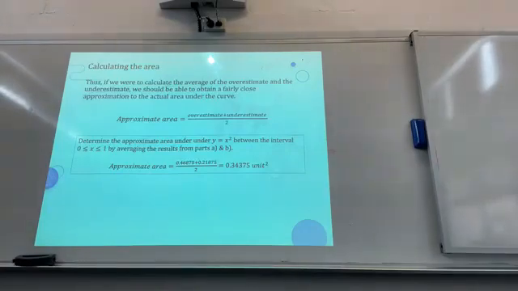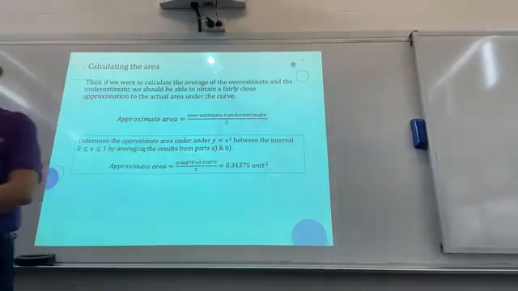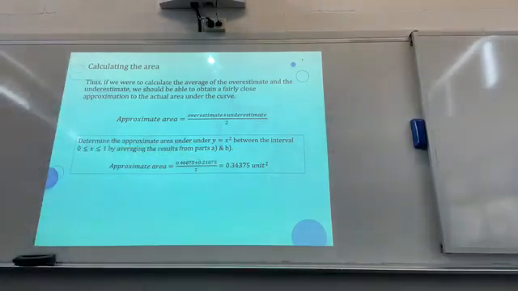If you were to calculate the average, or the mean, of the overestimate and the underestimate, we should be able to obtain a fairly close approximation to the actual area under the curve. So the approximate area is overestimate plus underestimate divided by 2. Once you know how to overestimate, you will know how to underestimate. And it's 0.34375 units square.